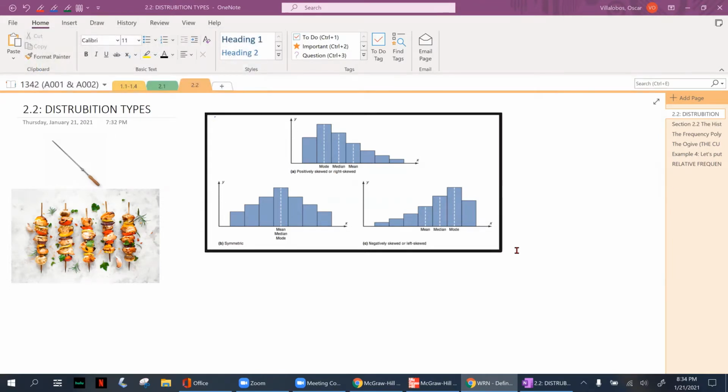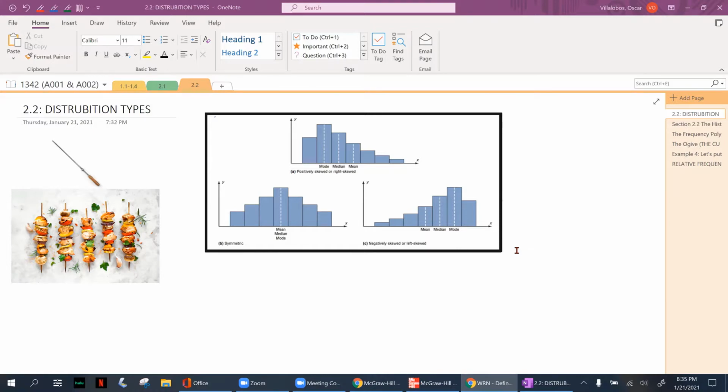Right, so today we're going to get started on section 2.2, distribution types. By now you should have already read, skimmed, or gone over section 2.2, and definitely have completed homeworks 1.1 and 2.1. What we've learned in those sections we'll be applying again today. Like I said before, it all builds up on each other.